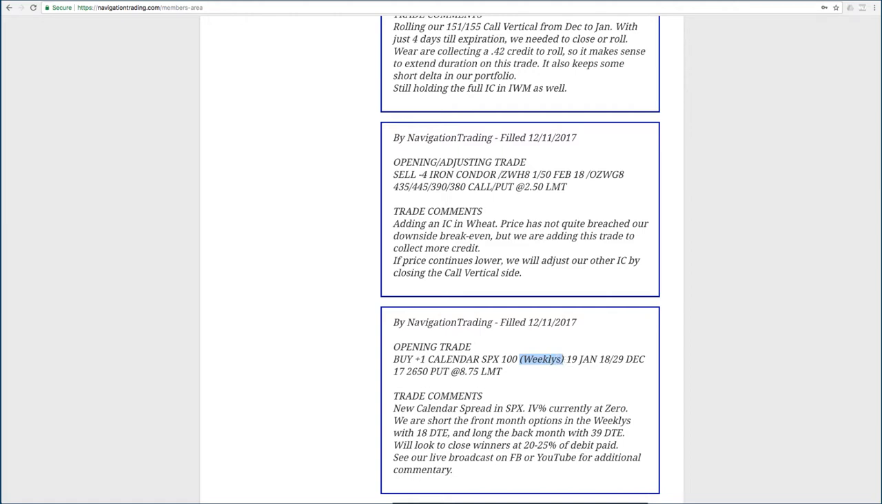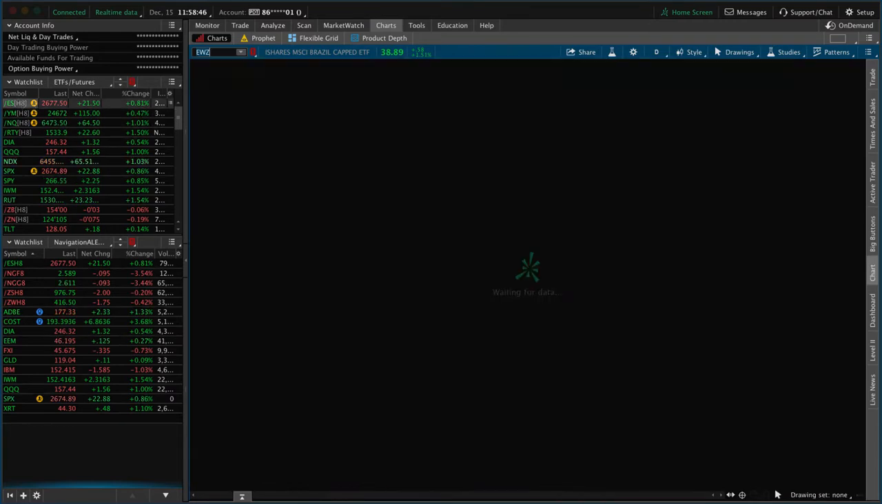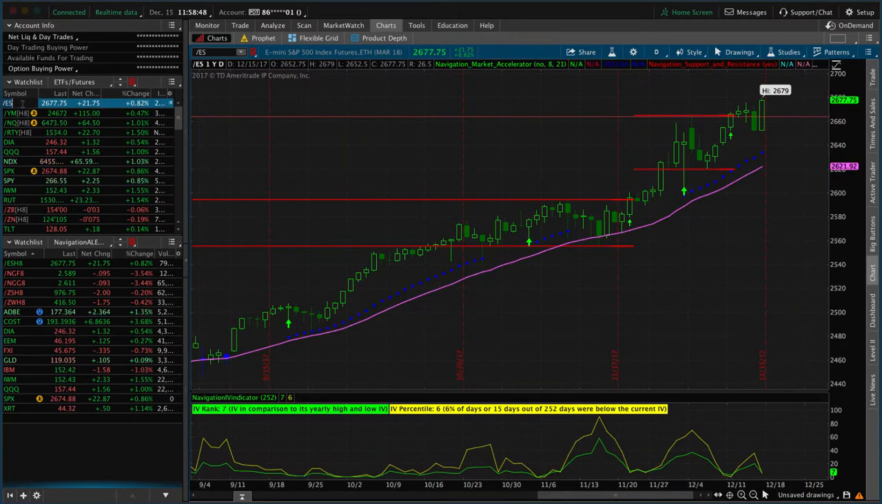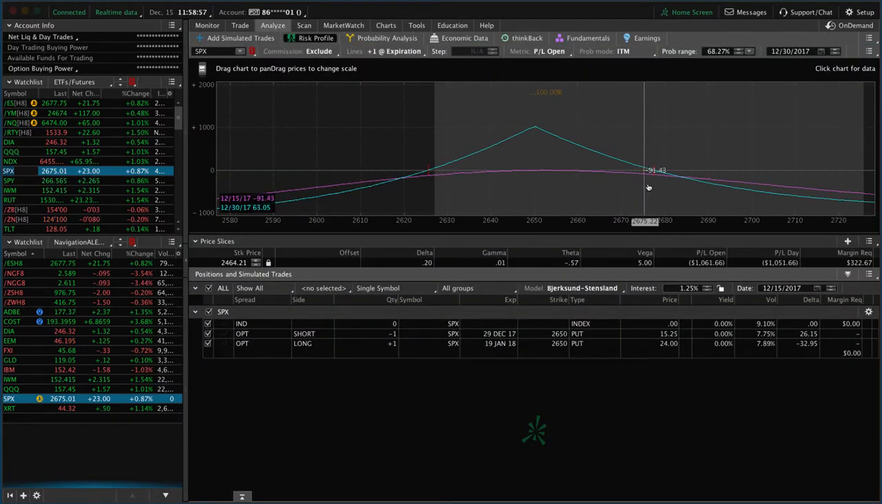So if we take a look at that, and oh my gosh, this market is strong, isn't it? This thing will go down one day and then just rip back higher like it is today. So if we take a look at our SPX calendar, you can see it's almost testing our upside break even. So we need a little bit of downside to benefit that piece.